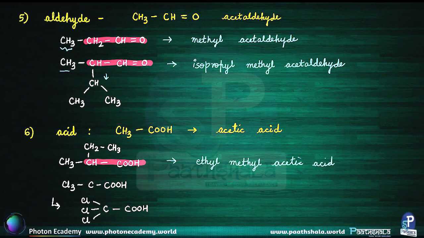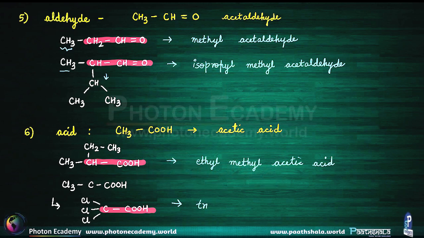Coming on to the next one. So here we have the group that we want, that is CH, COOH, and here the name of this will be, so 3 chloro are present, so it becomes trichloro. Then we have acetic acid. So trichloroacetic acid is the name of this compound.